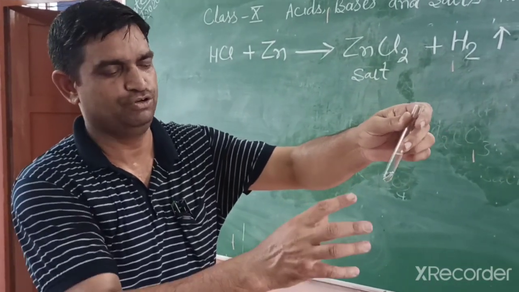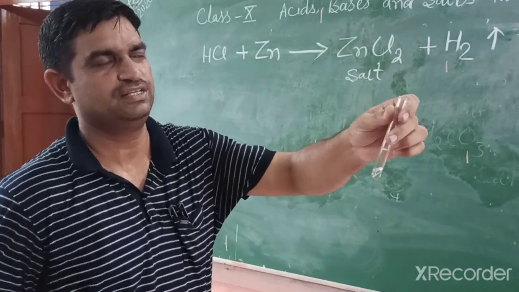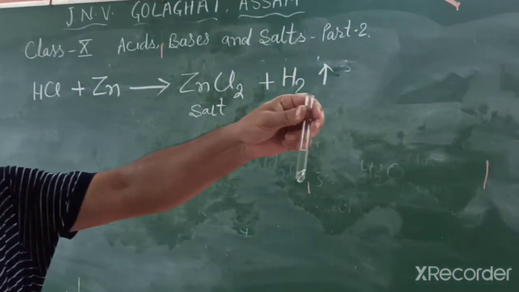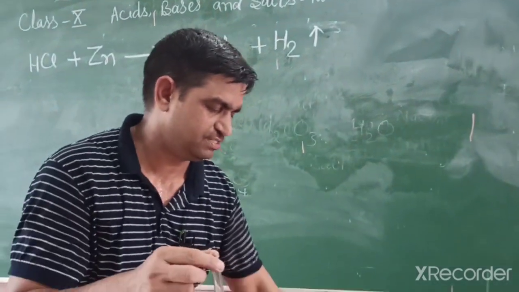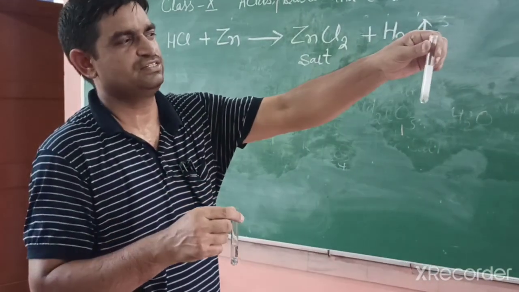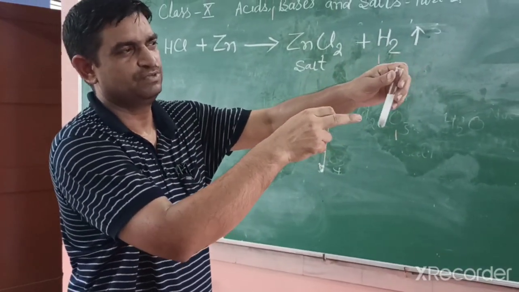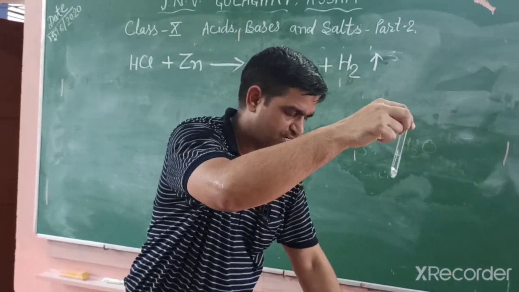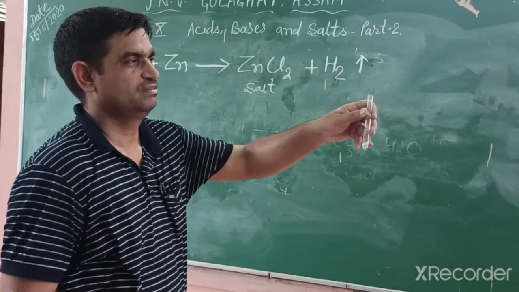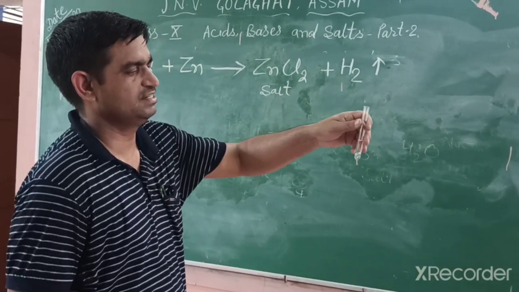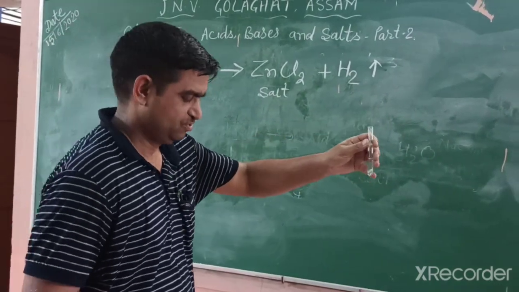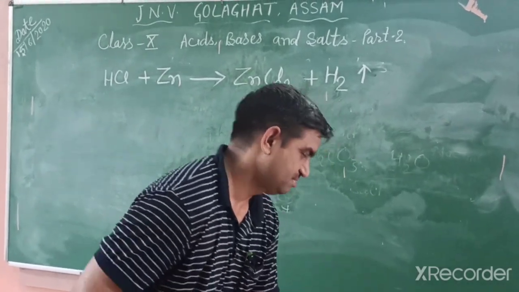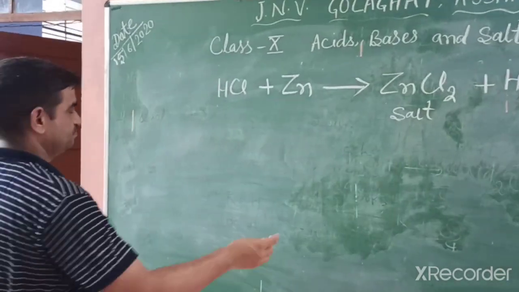When we heat this solution, the gas is released. This gas is not released in the cold. This is the difference between acid and base. In acid, the gas is released continuously without heating, but in base it is not released without heating. It means when we slightly heat it, then the gas is released. So we write the chemical reaction. How can we write this chemical reaction?